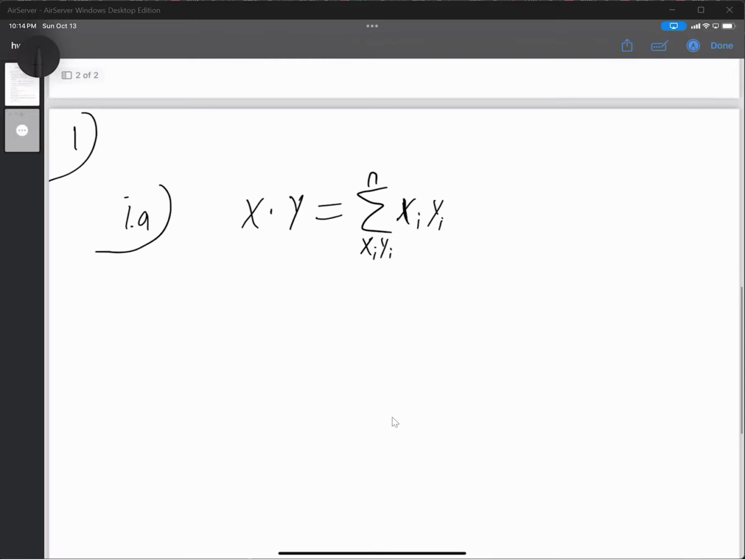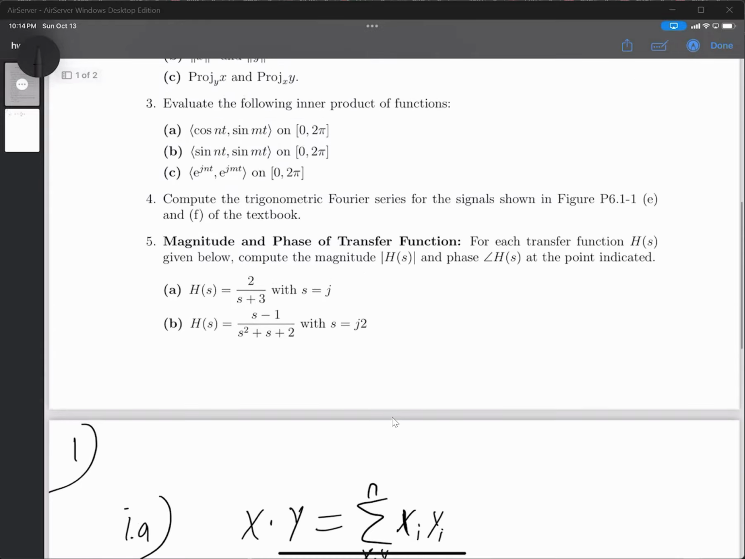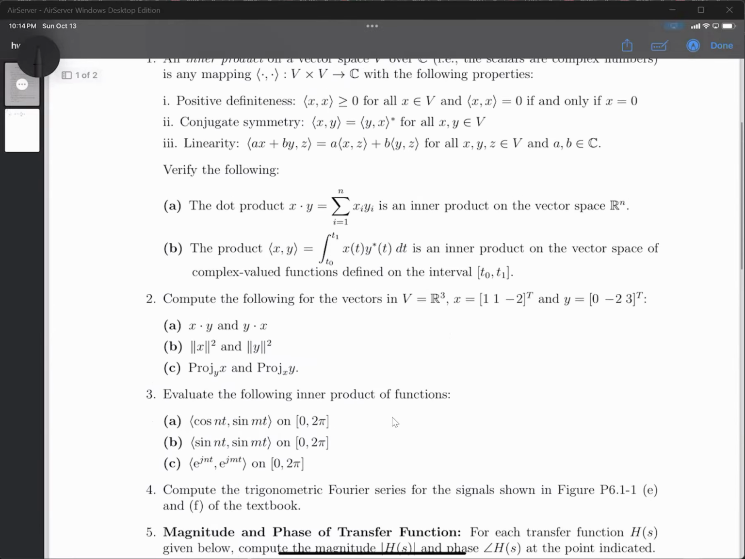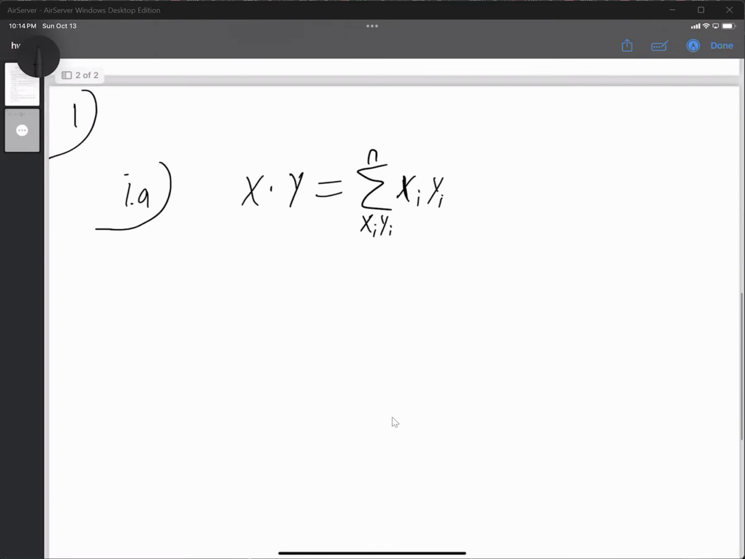Okay, so for the positive definite test, positive definite test. I don't know how to spell it. Definiteness, I don't know. Test.